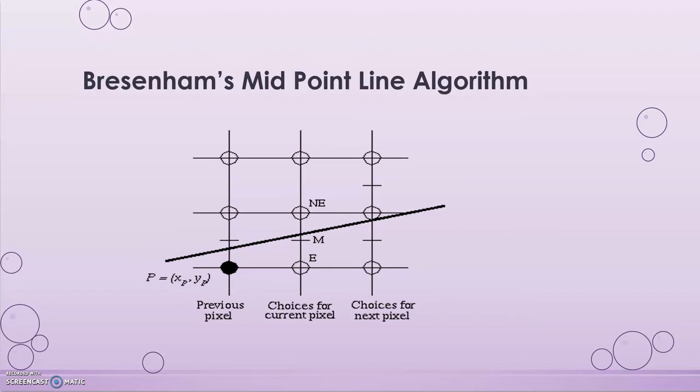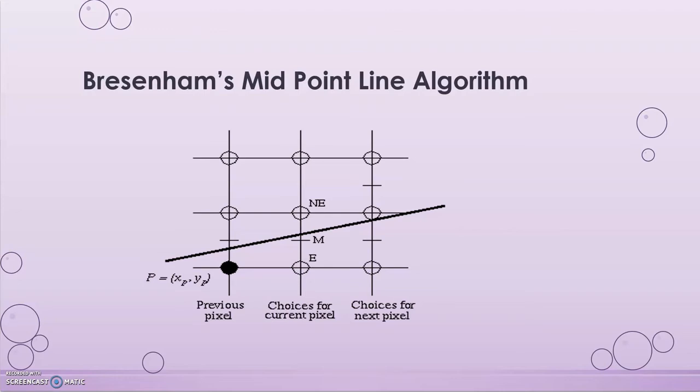Now let's take a look at the figure. We have a previous pixel. So we have choices for current pixel and choices for next pixel. The previous pixel is stated as XP, YP. Here we have a midpoint stated as M, and we have options for choosing between east and northeast pixel, that is E and NE stated in the figure. Now assume that the line slope is between 0 and 1. The lower left end point is x0, y0 and upper right end point is x1, y1.